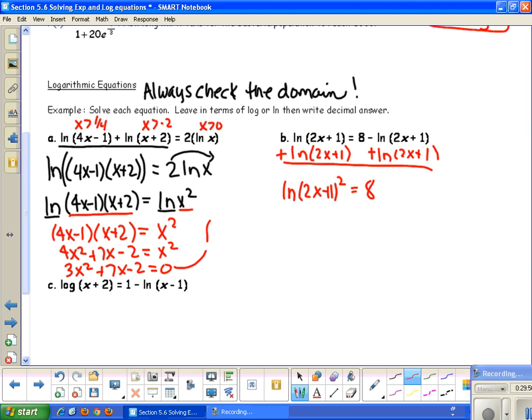So then in order to solve this, we're solving a natural logarithmic problem, so I'm going to have to write this in exponential form. The base is e, so e to the 8th power equals 2x plus 1 squared, so that's 2x plus 1 times 2x plus 1. Instead of writing it like this, I'm going to leave it as the squared. You could write it all out if you wanted to. And I know that in order to solve for x, I can take the square root of both sides. But remember, when you're getting rid of an even power, you need plus or minus in your solution.